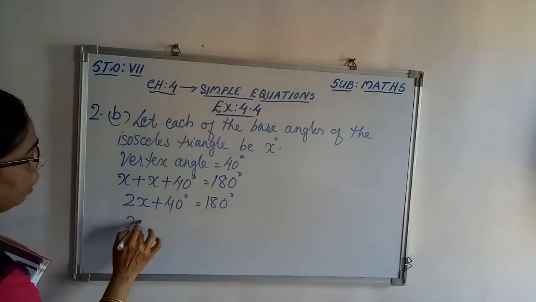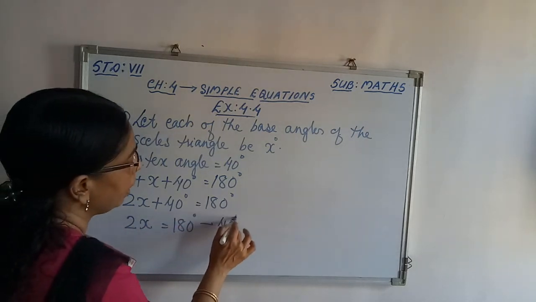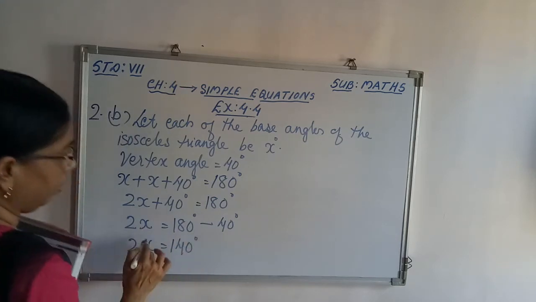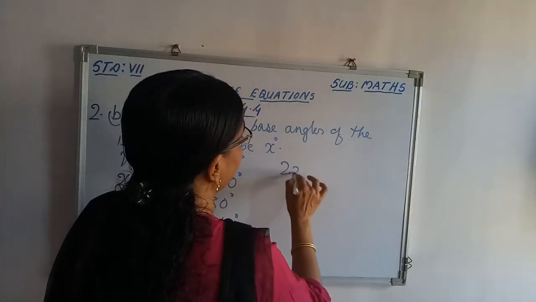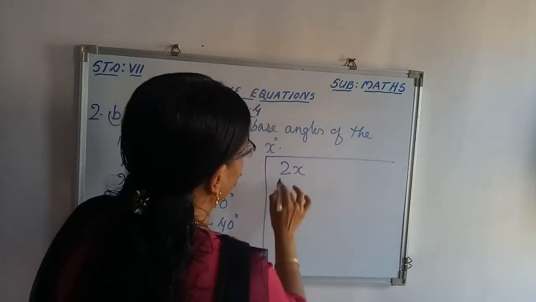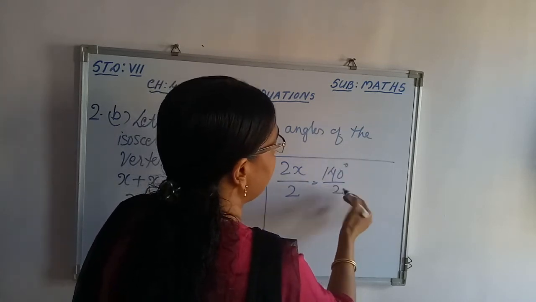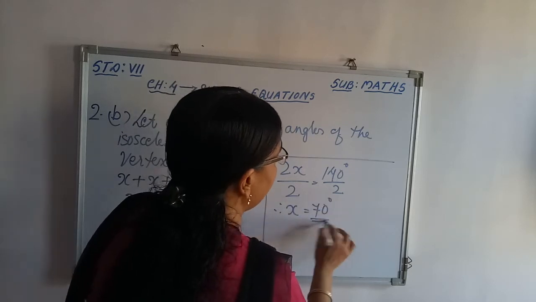Transposing 40, 2x is equal to 180 degrees minus 40 degrees. Then 2x is equal to 140 degrees. Now what do you have to do? Divide by 2 on both sides. 2x divided by 2 is equal to 140 degrees divided by 2. Therefore, x is equal to 70 degrees.